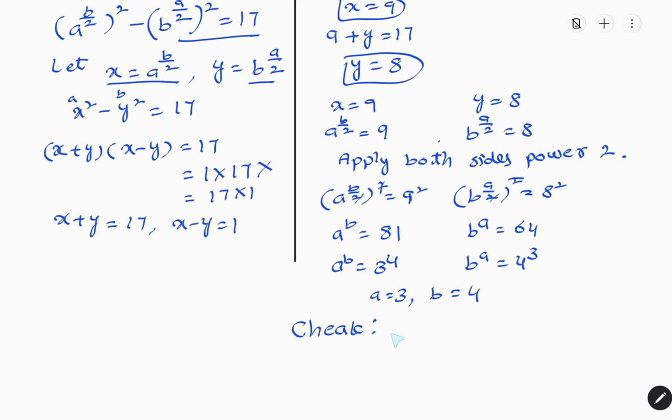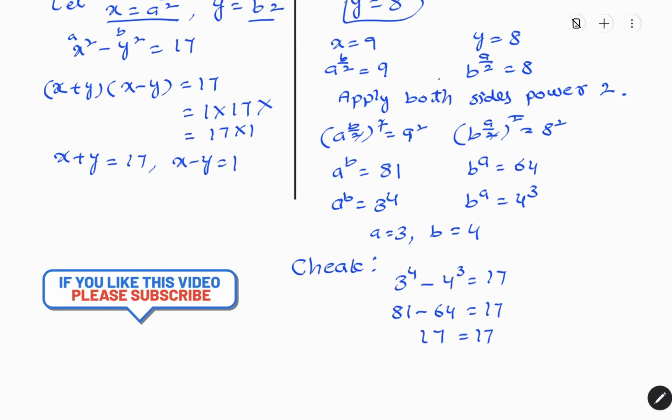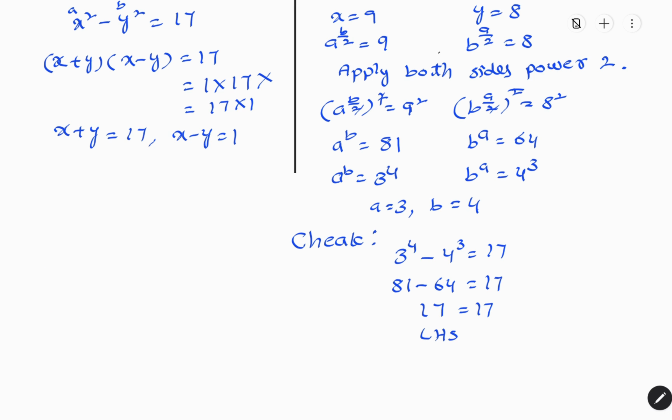Check: 3 power 4 minus 4 cube is equal to 17. Here 81 minus 64 is equal to 17. 17 is equal to 17. Here LHS is equal to RHS. So this is proved.